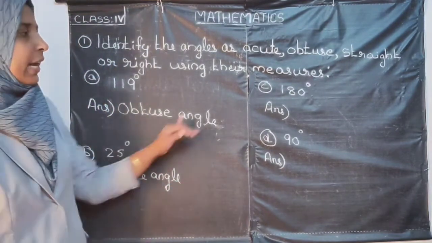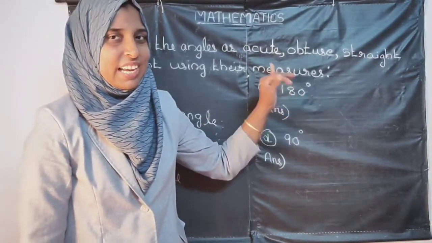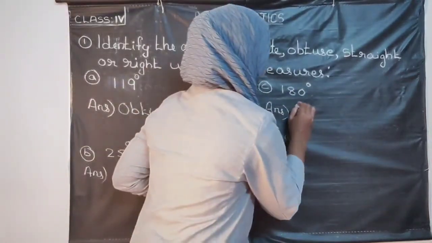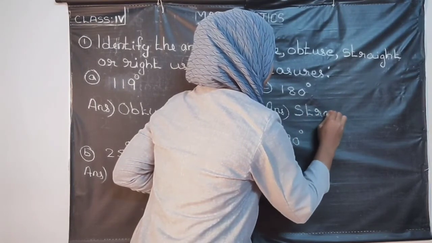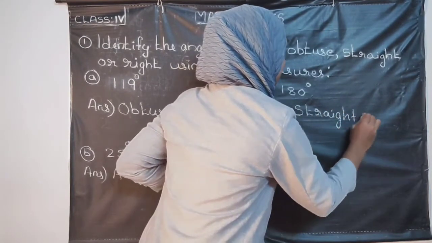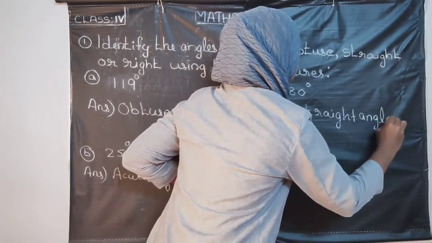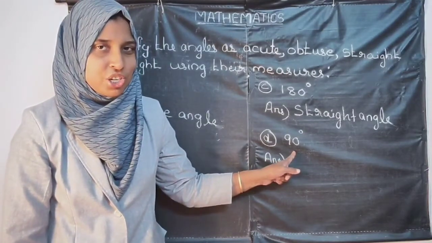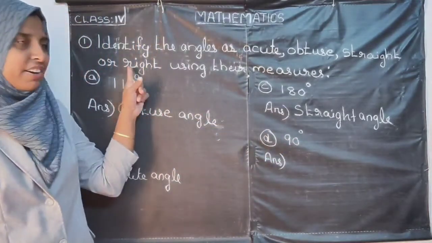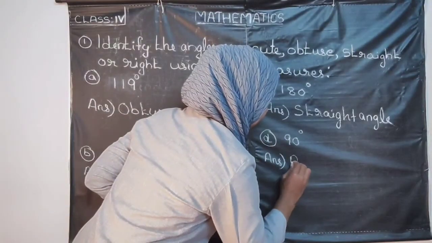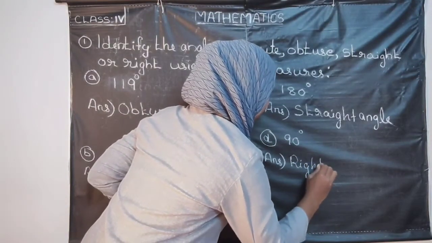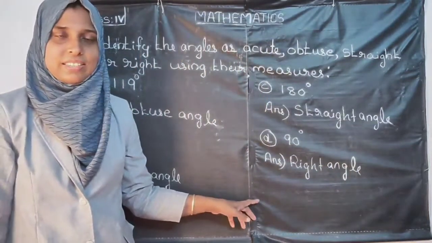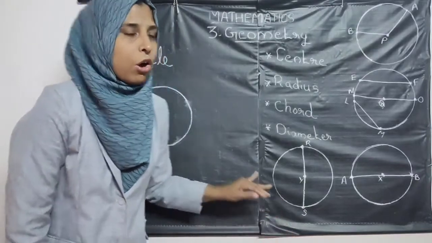Next, 180 degree. An angle which measures 180 degree is called a straight angle. So we can write straight angle. Next, last one, 90 degree. An angle which measures 90 degree is called the right angle. So we can write right angle. Understood, children? 4 types of angles.